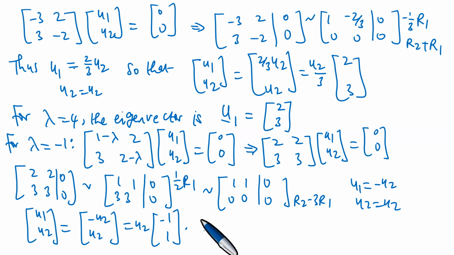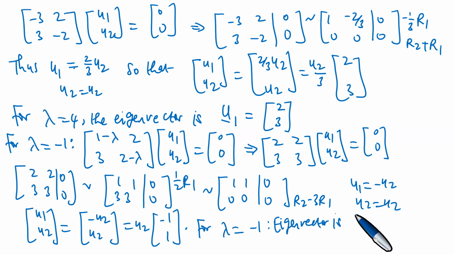For lambda equals minus 1, the eigenvector is, okay, we give it the name capital. That was U1, so we call this one big U2. And big U2 is this one: minus one, then one.